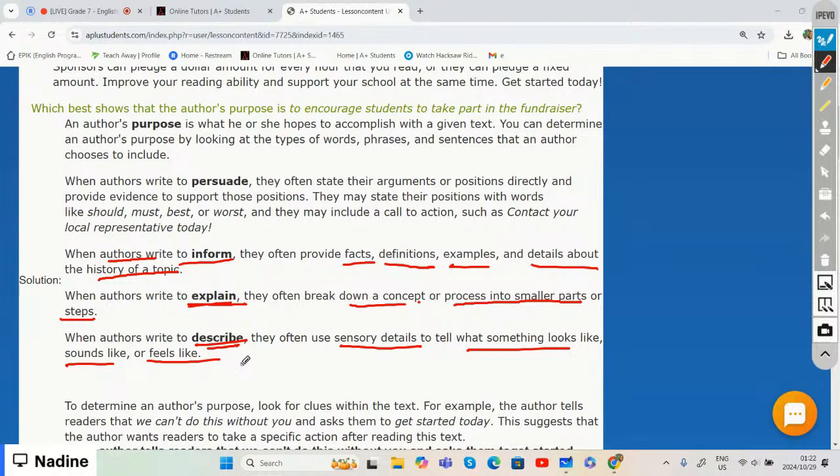Right? So when it comes to the author's purpose, we need to know how the author uses writing in order to explain something, just writing about the purpose, what he's hoping to accomplish. Is the author just trying to persuade us by setting out arguments or positions, directly providing evidence and supporting? Is the author informing us about certain things? Is the author trying to explain something? Or do I have to describe something in a manner that is more descriptive?